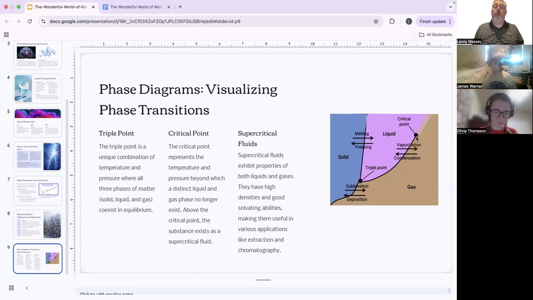And then finally, the critical point. The critical point represents the temperature and pressure beyond which a distinct liquid and gas phase no longer exist. And then you're starting to get into a supercritical fluid, and you're getting close to becoming a plasma. All right.